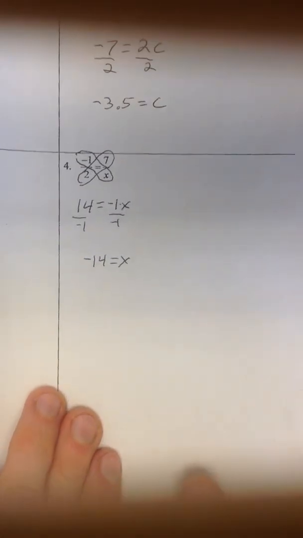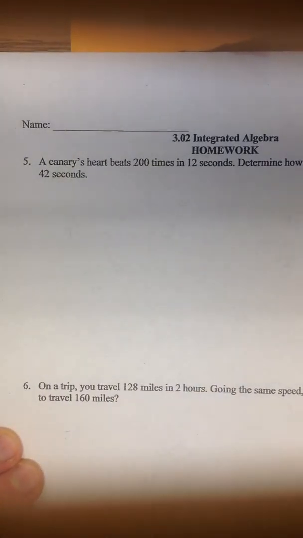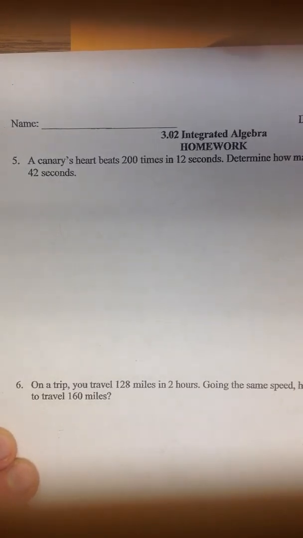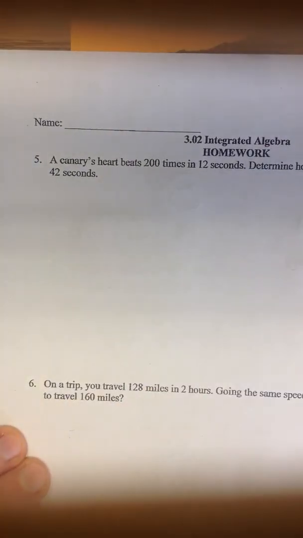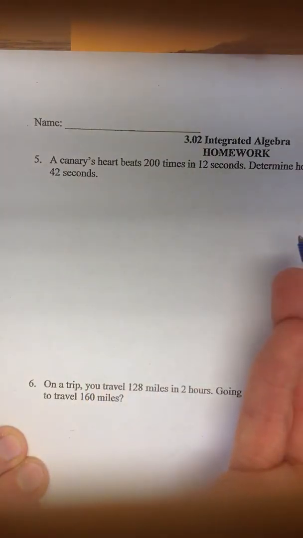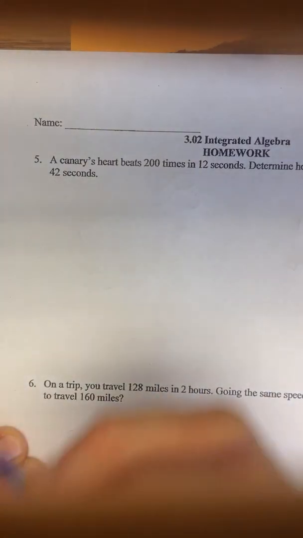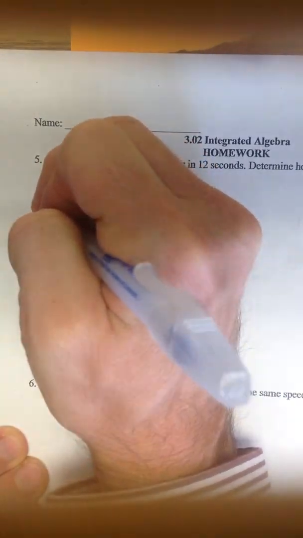Okay, let's take a look at the back where we actually have some of the word problems for this unit. So, if we look at this first one, it says a canary's heart beats 200 times in 12 seconds. Determine how many times its heart beats in 42 seconds. So what we want to do is make ourselves a key. We've got 2 units: beats and seconds. It doesn't matter which one we put on top, but one's got to go on top and one's got to go on the bottom. So I'm going to put beats over seconds here.